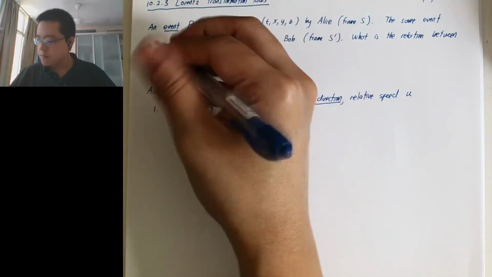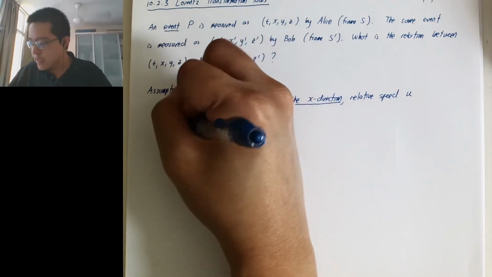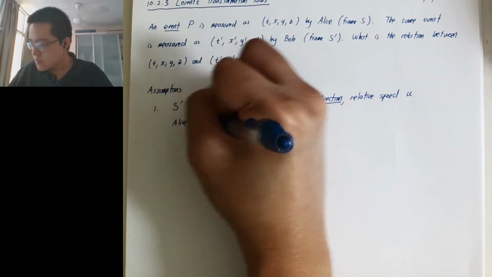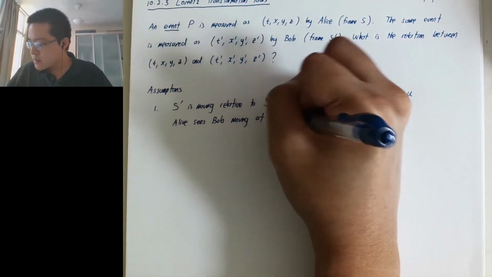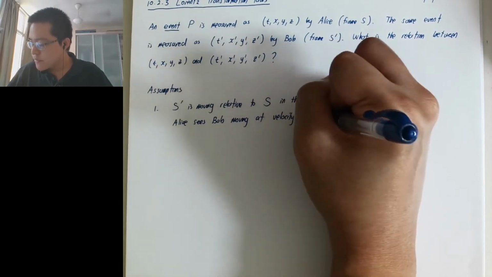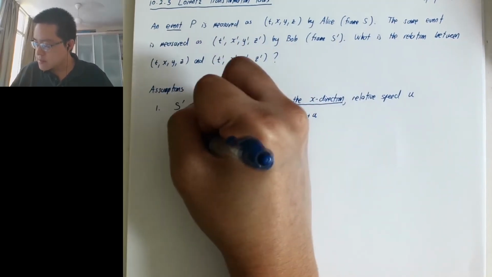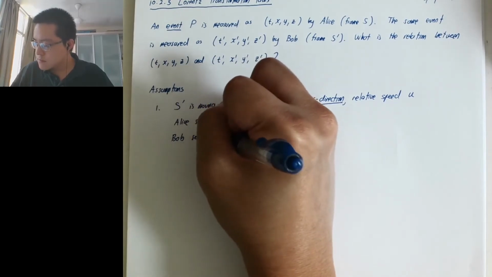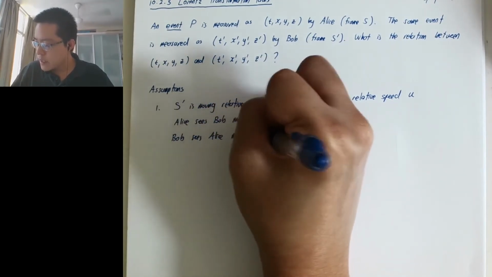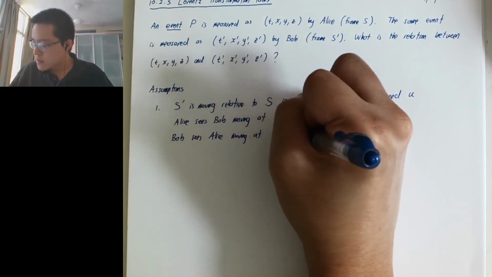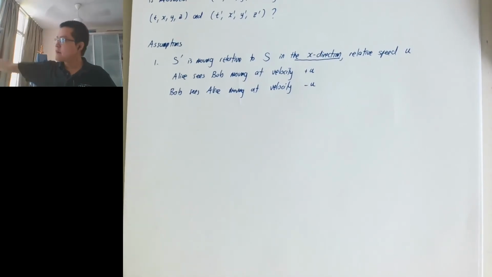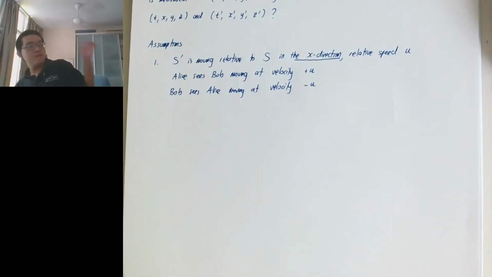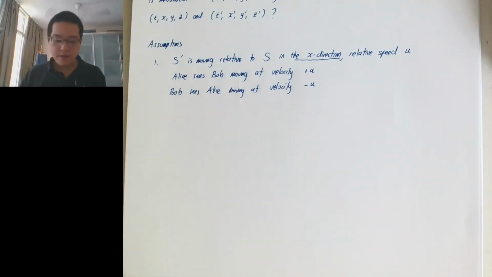So I should write this out. Alice sees Bob moving at velocity positive u. Then Bob sees Alice moving at velocity minus u. Agree, right? Because of relative motion. If you're in front, you see the positive direction, but if you're the other person, you see the person going the other way, so it's the negative direction. Okay, so along the x direction.